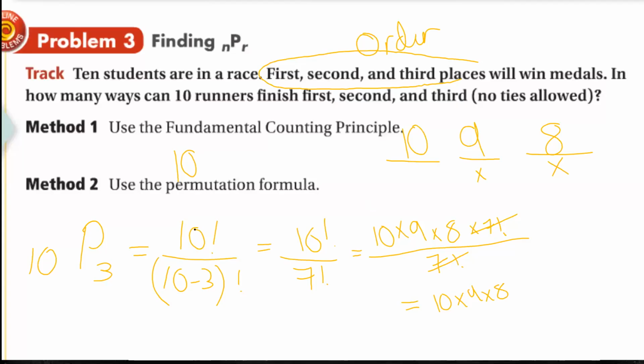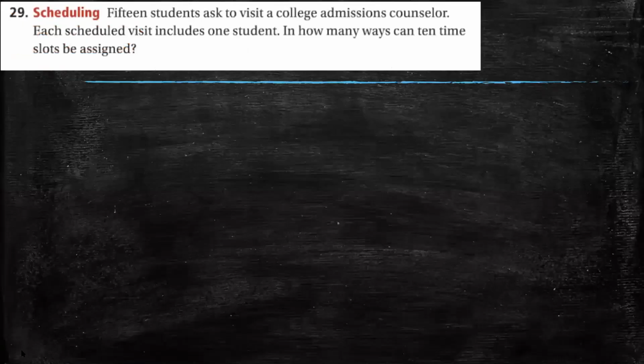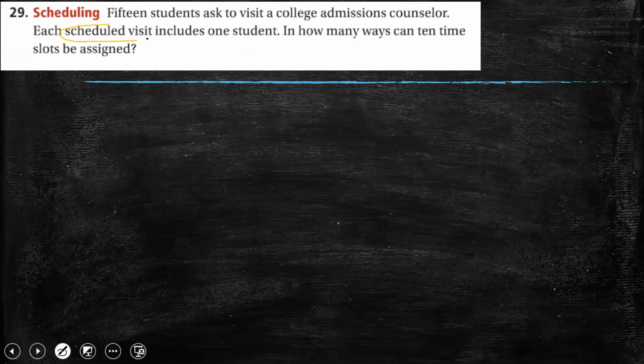Teachers, is it clear? Okay, let's have another example now. 15 students asked to visit a college admissions counselor. Each scheduled visit includes 1 student. So they are scheduled, they are ordered, they have an arrangement. So that means what? I have to use the permutation. In how many ways can 10 time slots be assigned? As I told you, since I have a scheduled visit, I'm talking about permutation.